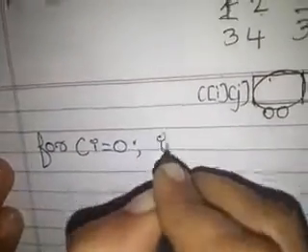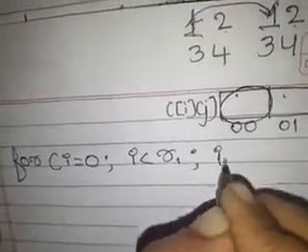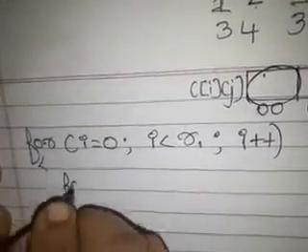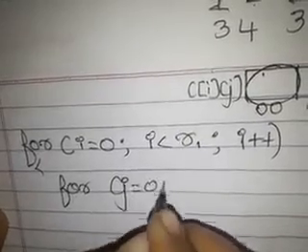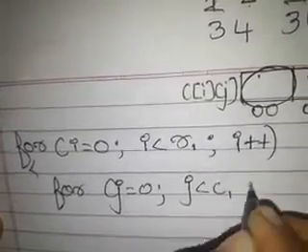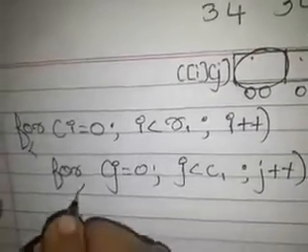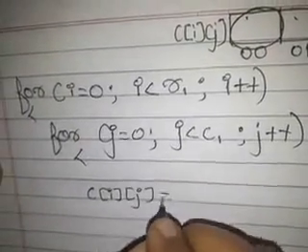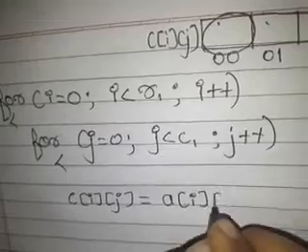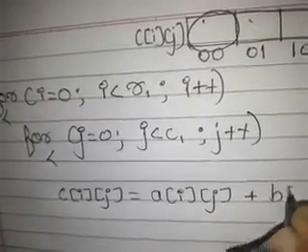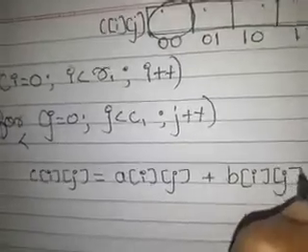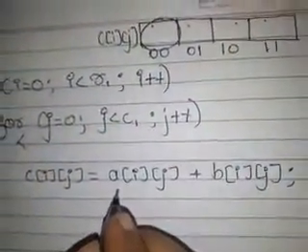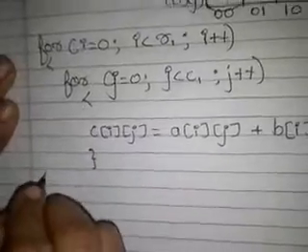That is, for I is equal to 0, I less than R1, I plus plus. Next to that, for j is equal to 0, j less than C1, j plus plus. Next to that, what to do? C of ij is equal to A of ij plus B of ij. See, just the same thing I am correlating here. Try to understand. Complete the nested for loop. How does it work? Let me trace it now.